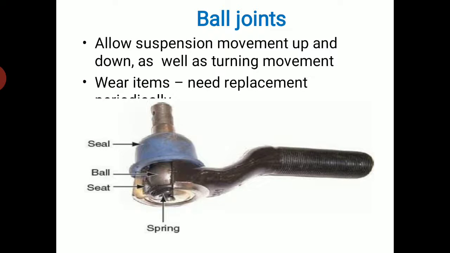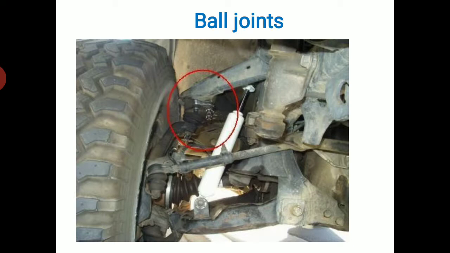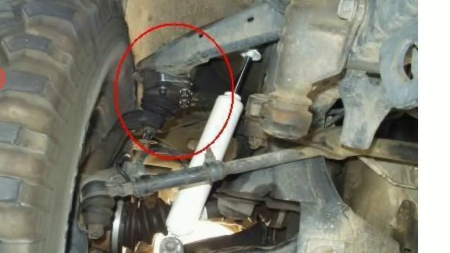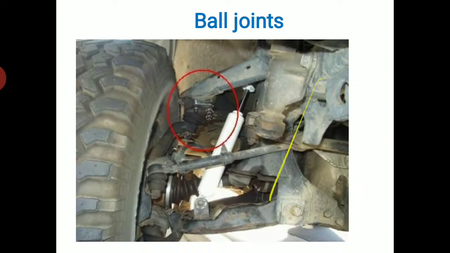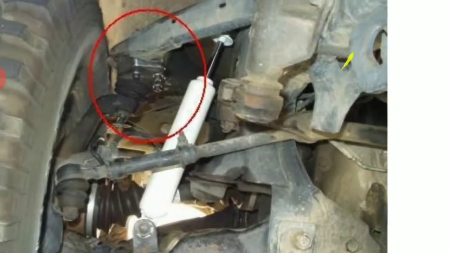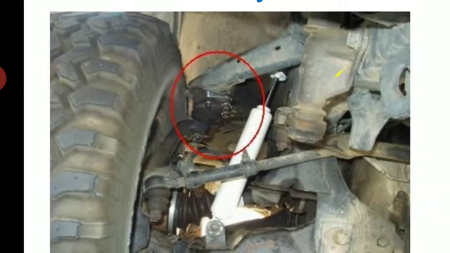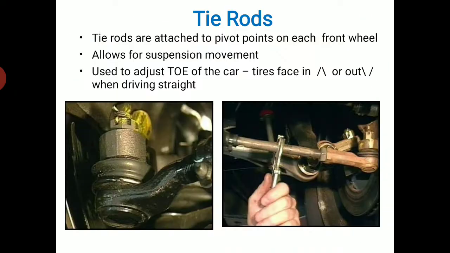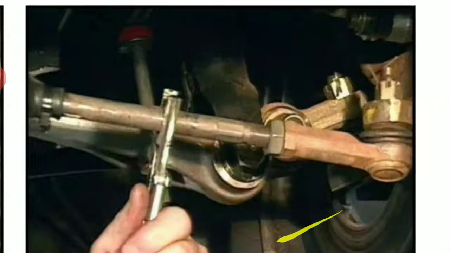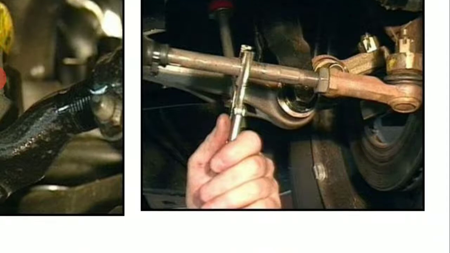You can see the spring. These are called ball joints. You can see the figure, these are called ball joints. These are called tie rods. Tie rods are attached to pivots on each front wheel. You can see the wheel here. So these are called tie rods.